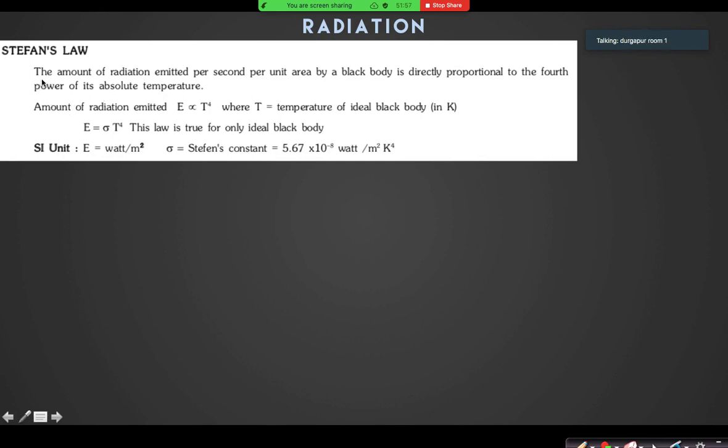Stefan's law says that the amount of radiation emitted per second per unit area. What is that? It is nothing but the intensity of radiation emitted, or emission intensity, yes or no? Yes, sir. The emission intensity by a black body, look, it is talking about a black body, is directly proportional to the fourth power of its absolute temperature. So the emission intensity is directly proportional to T power 4.